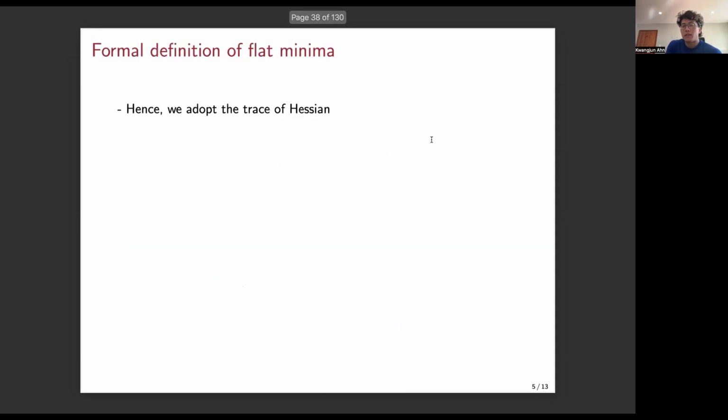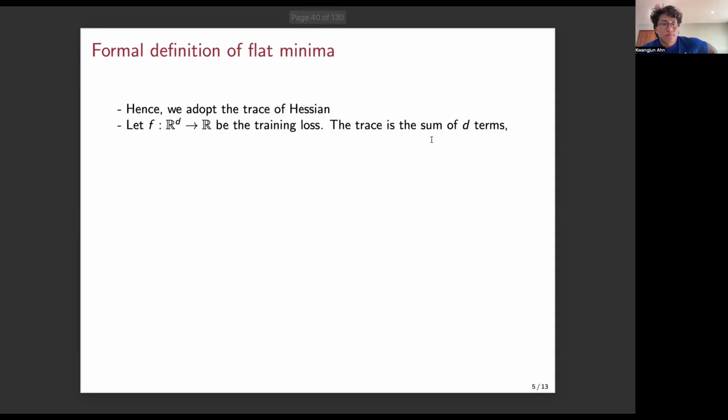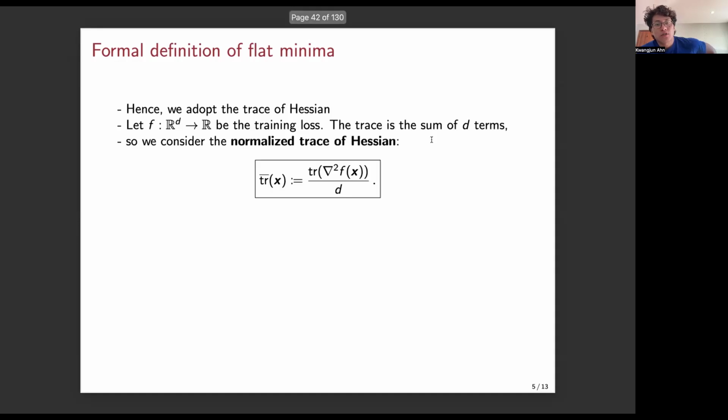So motivated by all this success of the trace of Hessian, in this work, we adopt the trace of Hessian as the metric for measuring flat minima. So here, one thing is, since the trace is the sum of d terms, in order to put it on the same scale as the training loss, let's consider the normalized trace of Hessian, where we simply divide the trace value by the number of parameters d. Okay, so this will be our main focus throughout our work.